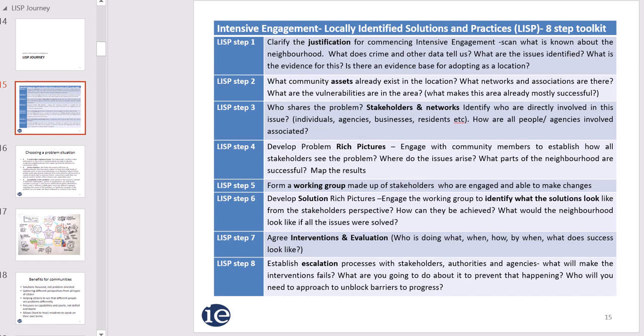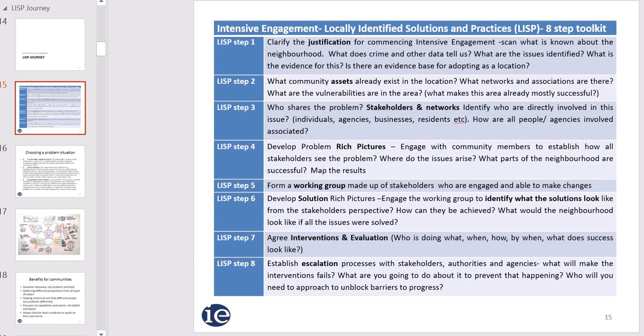So the first thing is to actually clarify the justification for starting an intensive engagement LISP project. LISP is intensive. It costs resource and time and effort and resilience and grit. So we need to make sure that we're doing it in the right places, and that we have a clear rationale for investing police resources into an intensive engagement with the community, rather than the broadcast engagement with the community that I described in the last class.